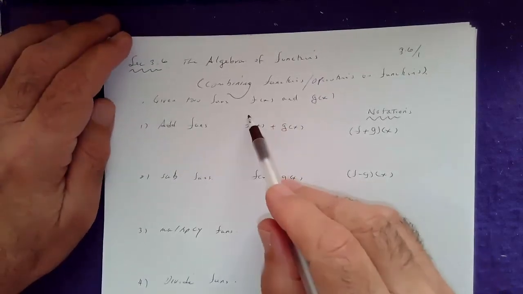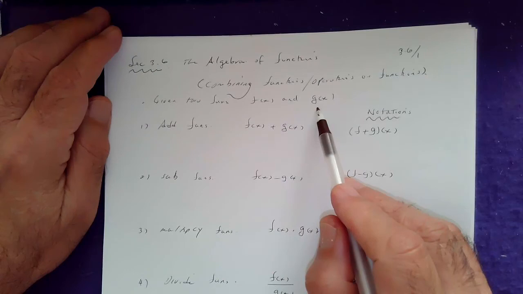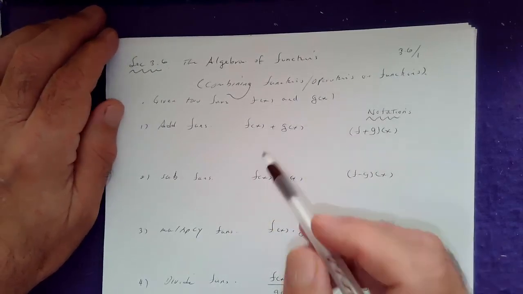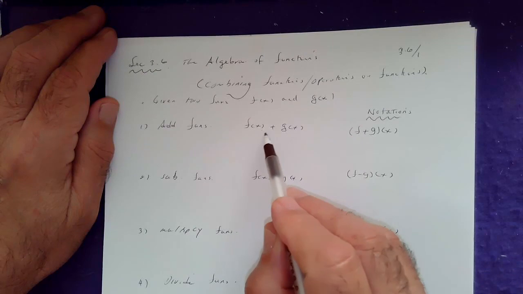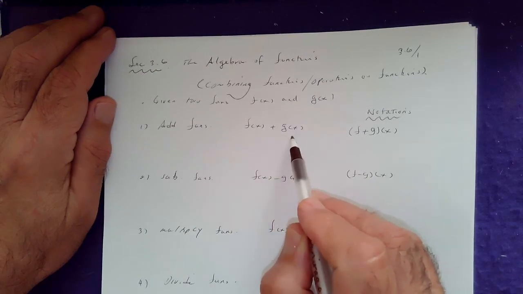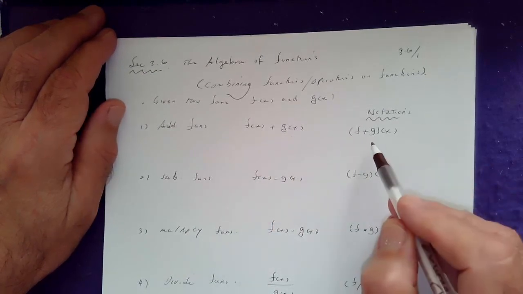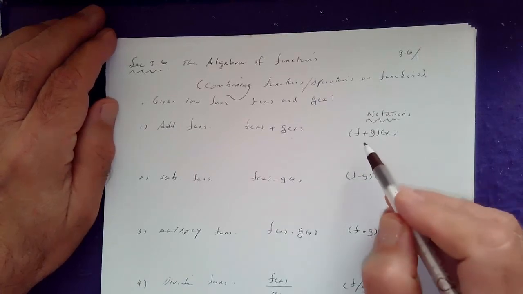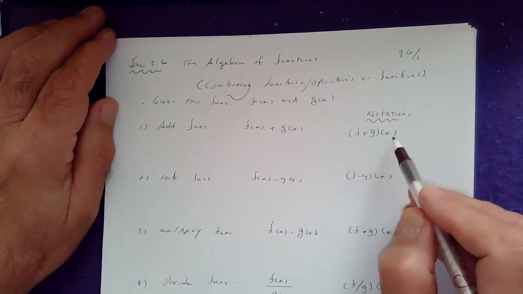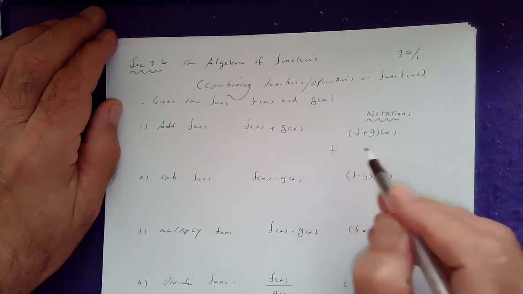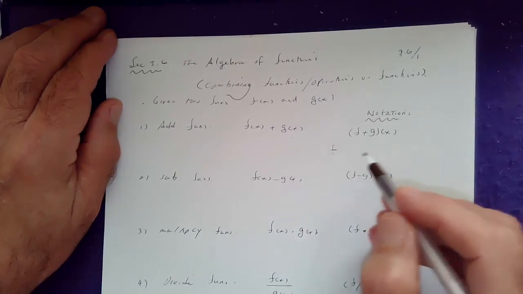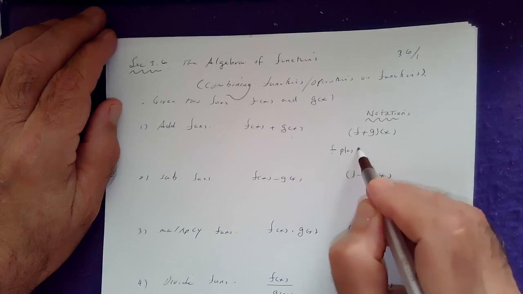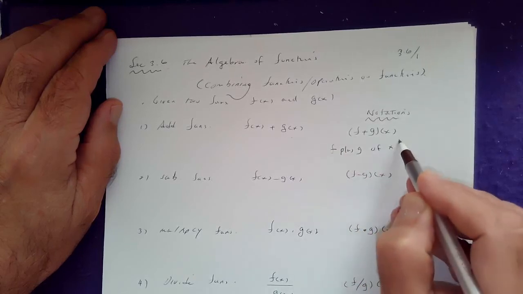Suppose you are given two different functions like f of x and g of x. Remember, these are just nicknames for y's. In order to add two functions, you go f of x plus g of x. However, in the land of mathematics, we have a special notation: (f plus g)(x), and that's how you read this. This is not f plus g times x, but you read this as f plus g of x, okay?